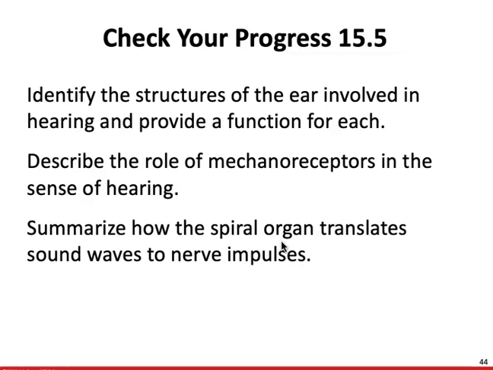All right, so that's our sense of hearing. We're going to have a separate section that's going to go over the sense of equilibrium, which is also controlled by our inner ear. But at this point, you should be able to identify the structures of the ear involved in hearing and provide the function of each. So you should be able to go through the main structures of the outer ear, middle ear, and inner ear. And then you should be able to describe the role of mechanoreceptors in the sense of hearing and summarize, very briefly, how the spiral organ translates sound waves into nerve impulses.